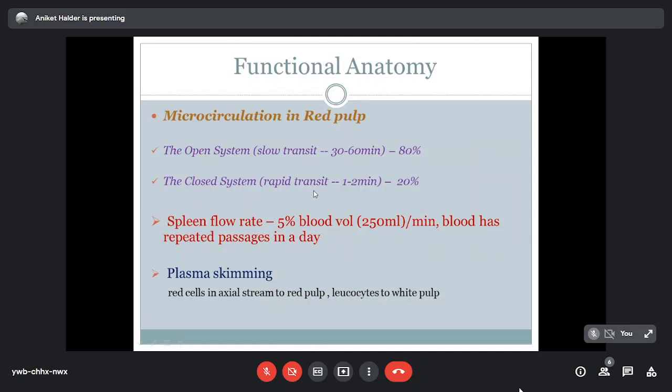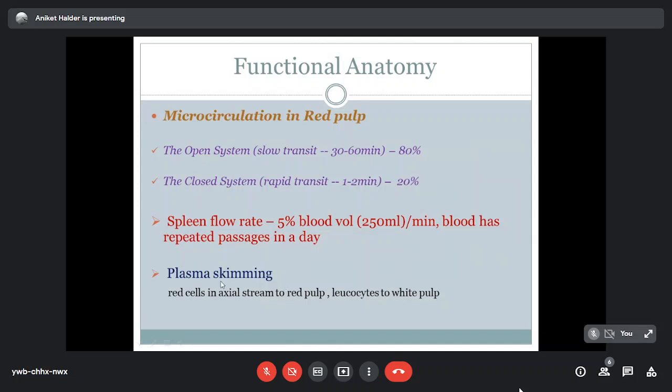The spleen flow rate is about 5% of the blood volume. That is, assuming a person to have 5 liters of total blood volume, around 250 ml of blood enters into the spleen per minute. So in 20 minutes, the entire blood has circulated through the spleen. So we can understand that the blood has repeated passages through the spleen, and so the blood has to undergo this splenic surveillance multiple times a day.